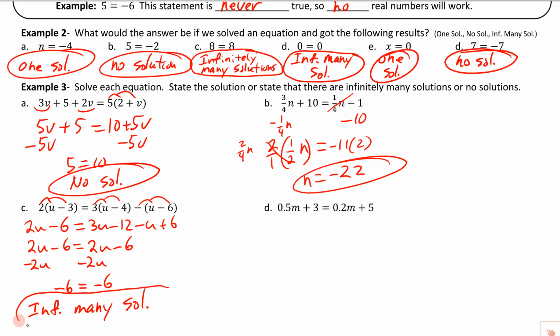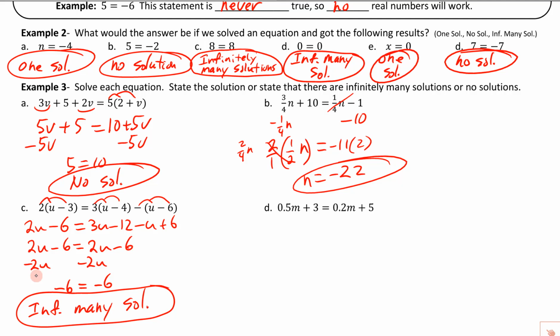Now, I don't mind if you abbreviate it again, but I do want you to say this with the full words. So if we write, don't say inf many sol, it's infinitely many solutions. There are infinitely many solutions. That means any number you pick and plug it into the original equation will make it true.